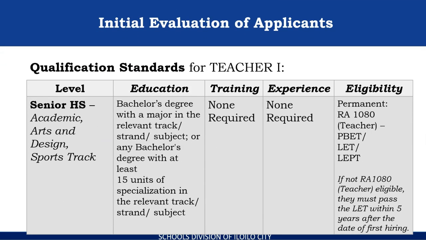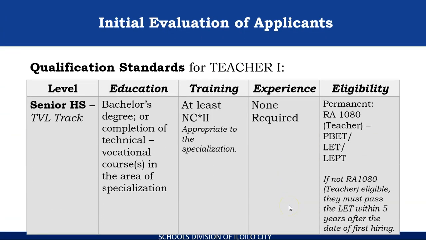For senior high school, specifically for academic, arts and design, and sports track. Education, bachelor's degree with a major in the relevant track or strand or subject, or any bachelor's degree with at least 15 units of specialization in the relevant track, strand, or subject. No requirement for training and no requirement for experience. For eligibility, for permanent position, RA 1080 for teacher or PIBET, LET, or LEPT eligibility. If not RA 1080 eligible, they must pass the LET within 5 years after the date of first hiring.